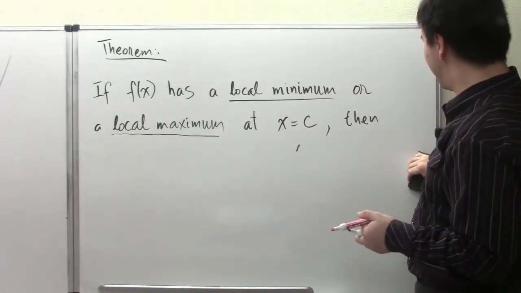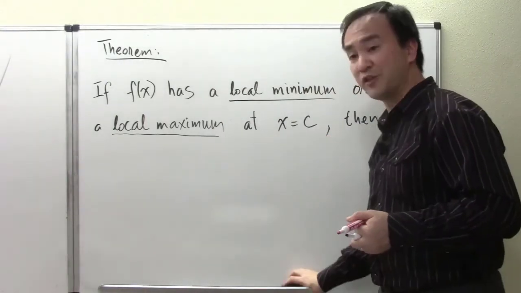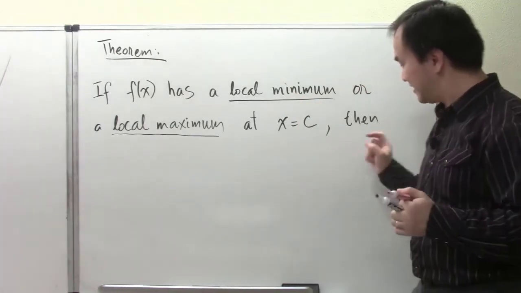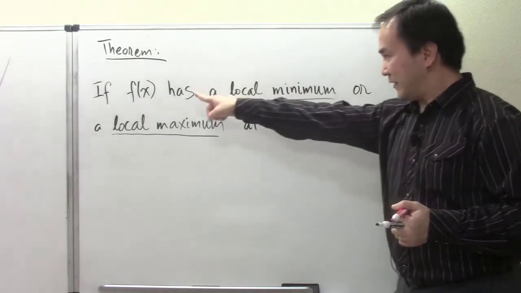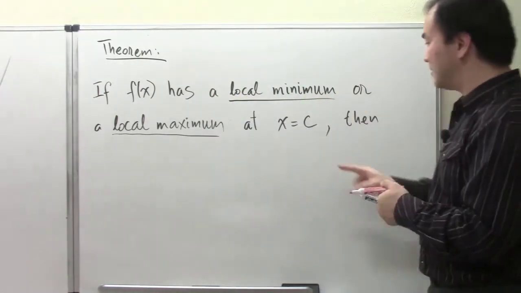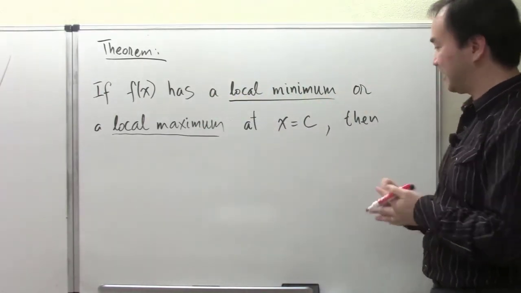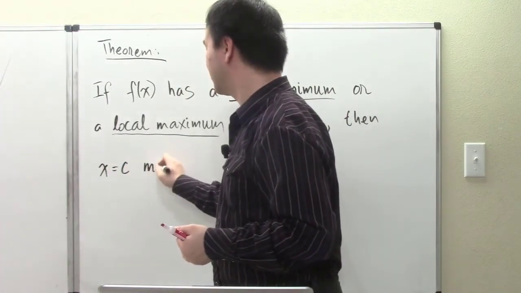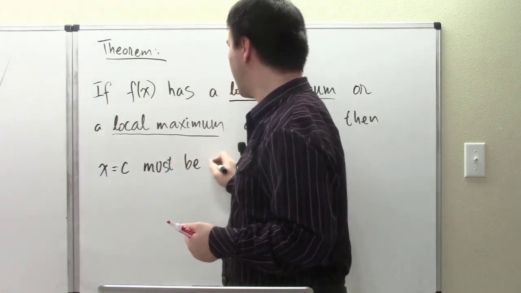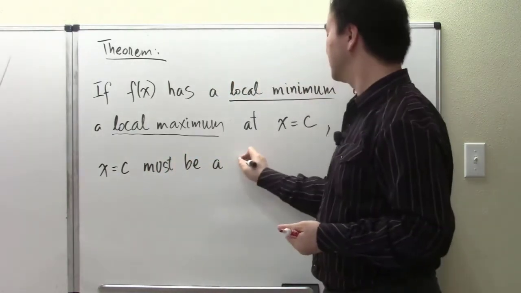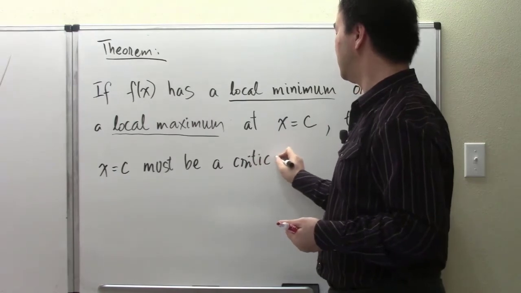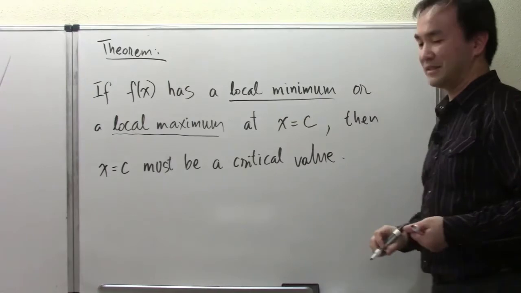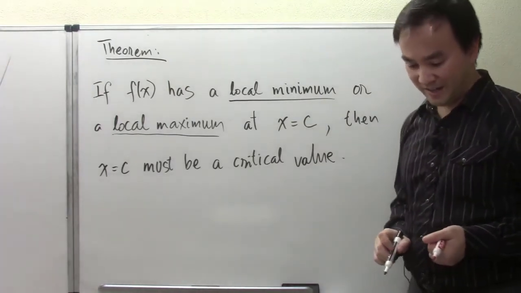So now I'm going to erase all that because that was the original idea of this theorem. Nowadays, this is how it says: if f of x has a local minimum or a local maximum at x equals c, then x equals c must be a critical value. All right. x equals c must be a critical value.